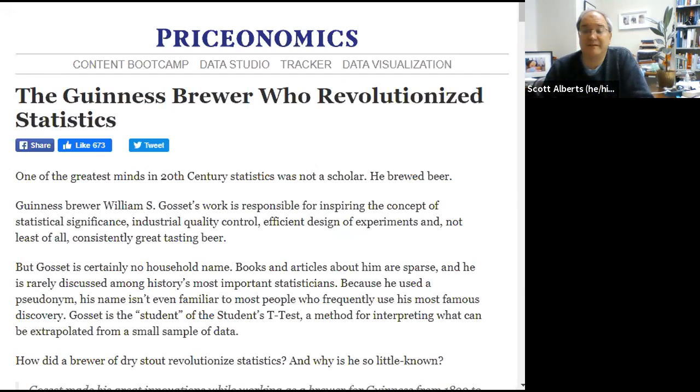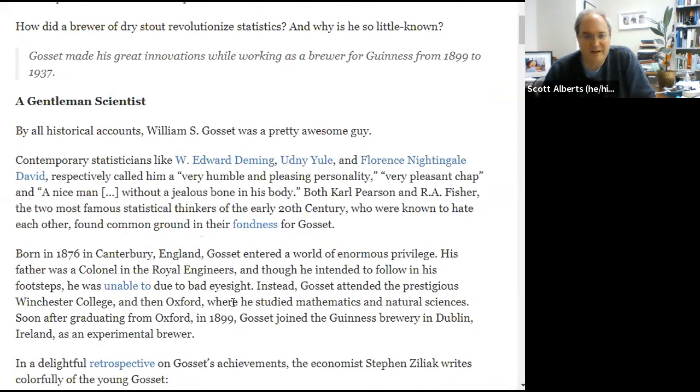So William Gossett was a British and English scientist. His father was a colonel in the Royal Engineers, and he couldn't do that because he had bad eyesight. So instead he studied chemistry and maths. Of course, people in England always say maths instead of math. And when he graduated, his father thought he might become a lawyer or maybe become a member of parliament or do something important. But instead he took a job with Guinness.